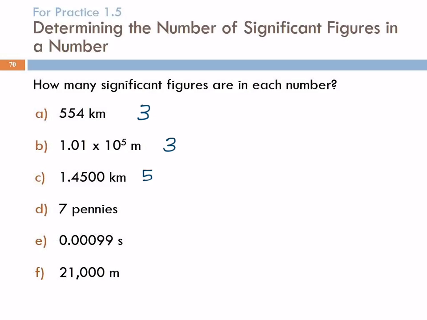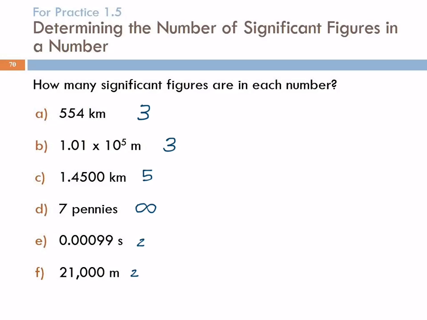7 pennies. I heard 1 and I heard infinite. Those are a little bit different. Can we count 7 pennies and be certain? Yeah. So we would say this is an infinite number of significant figures because it's a counting number. 0.00099 seconds. 2. These zeros at the beginning are just holding the decimal place. They don't reflect measurement. So we just count the 9 and the 9. 21,000 meters. 2. There's no written decimal point. It's only implied. So we're going to assume the worst and say that these trailing zeros are just placeholders.